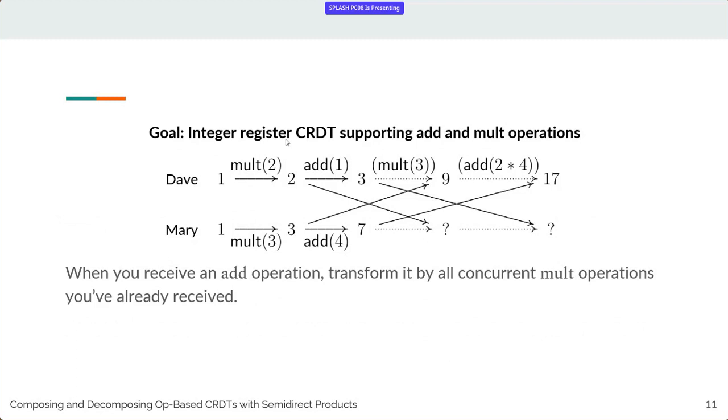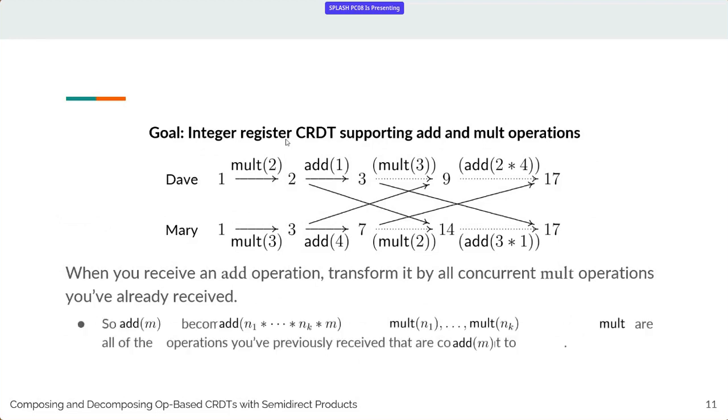Meanwhile, Mary receives multiply by 2, applies it normally, then receives add 1, transforms it by her mult3 operation, and you can check, even though it's maybe not obvious at first glance, indeed we get the same answer at the end, which is 17. And this is a general rule. We have a proof of this in the paper. It basically follows from distributivity.